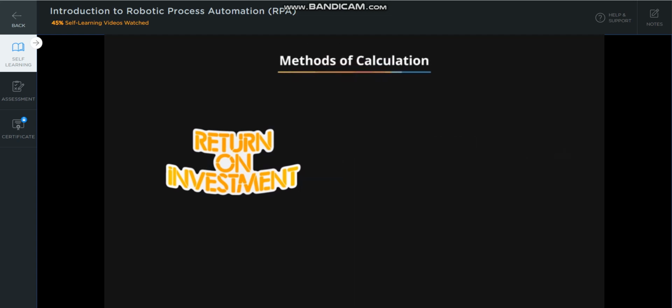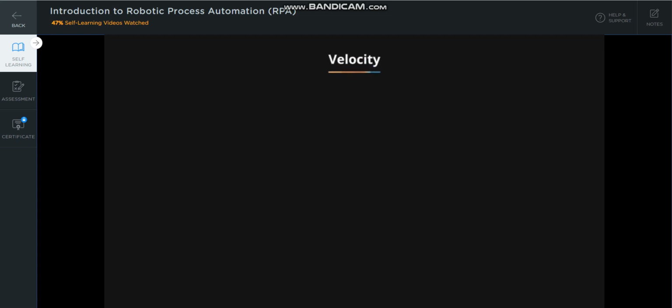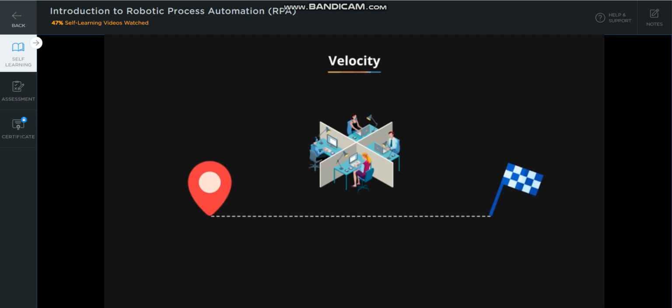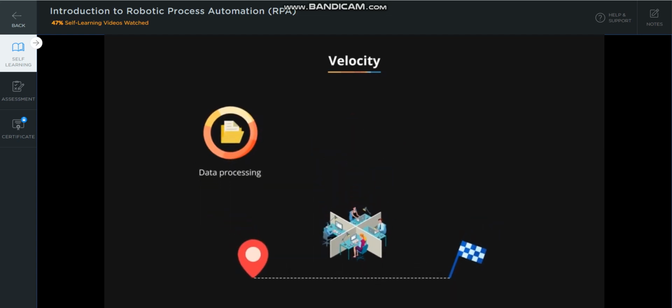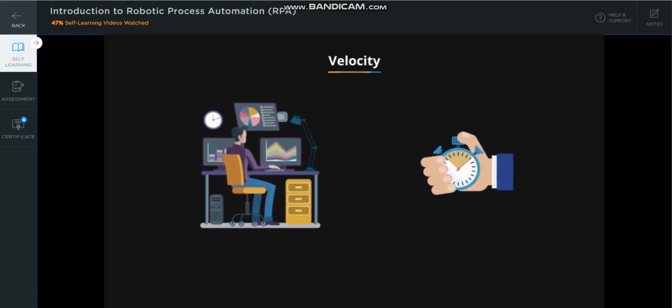There are 4 ways to calculate ROI for RPA initiatives within an organization. 1. Velocity. 2. Productivity. 3. Quality. 4. Compliance. Velocity: total time for a back office process from start to finish. Example, data processing, billing, accounting, etc. How much time does the overall back office process take?